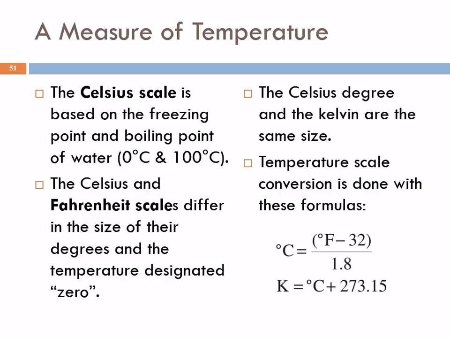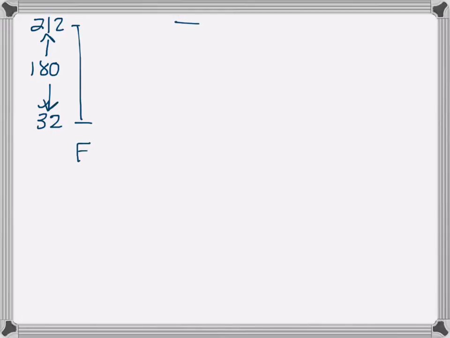So I do want to show you something extra. So we'll go to the whiteboard here. On the Fahrenheit scale, we've got 212 for boiling and 32 for freezing. And in between, that's 180 divisions. So this is the Fahrenheit. On the Celsius scale, the same difference in temperature goes from 0 to 100. So that's 100 divisions, and that's Celsius.